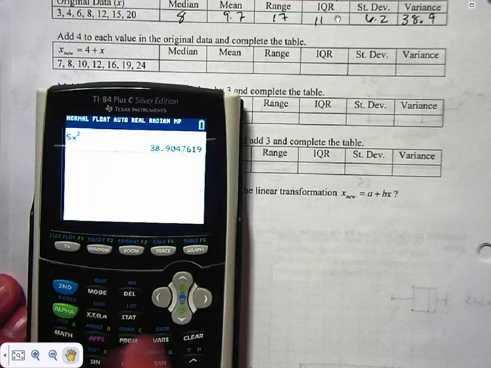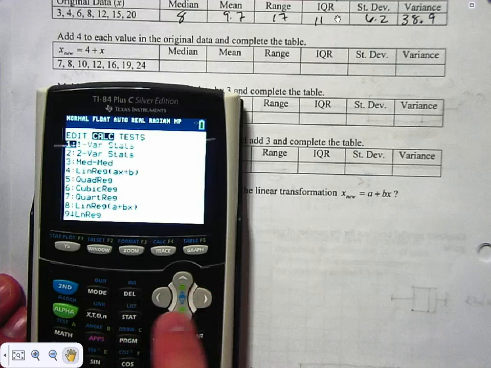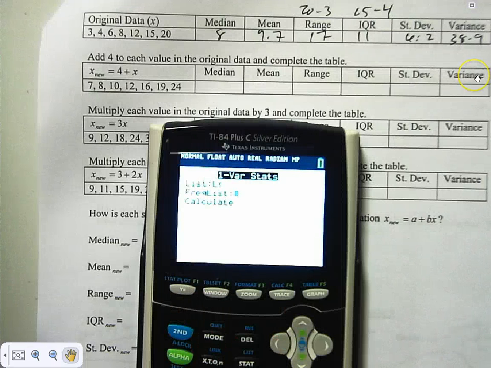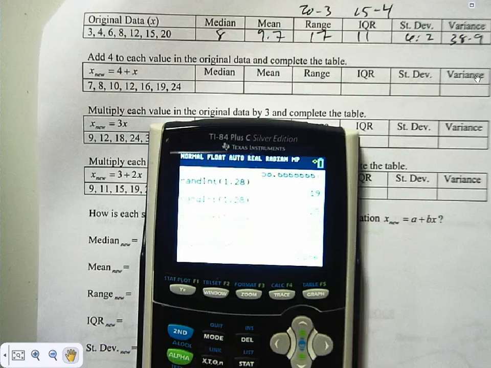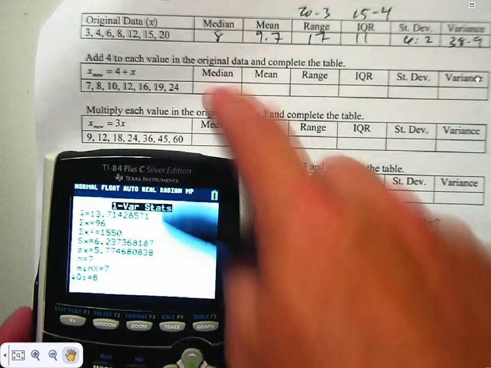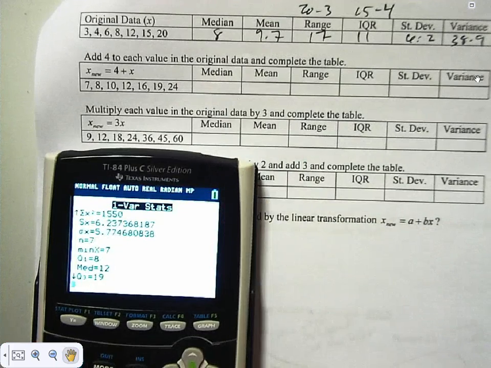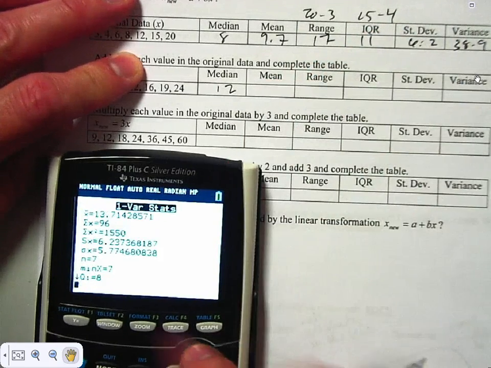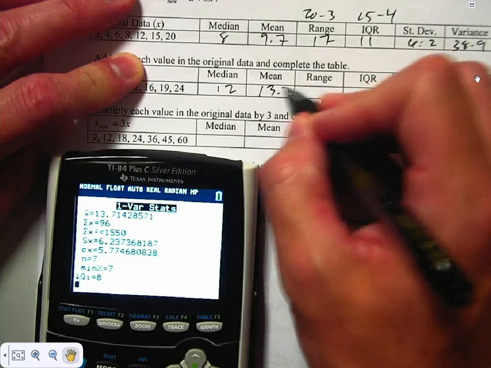Now, to find out my values, I'll go back to stat, calc, one variable stat. Now I'm in list 5. You can be in any list you want. Okay, and so we hit list 5 and we hit calculate, and voila, there are our numbers. So, our new median, we arrow down, is 12. Our new mean, we arrow back up, is 13.7.